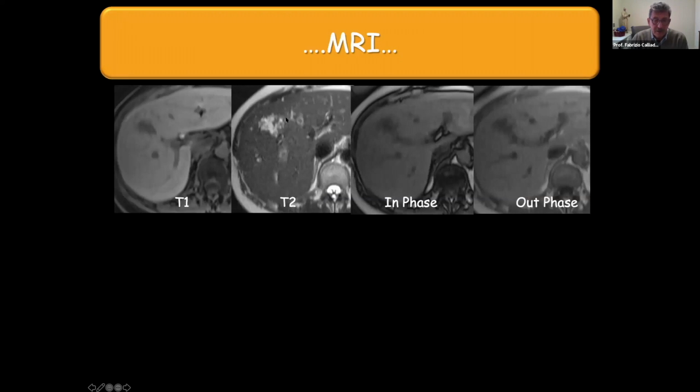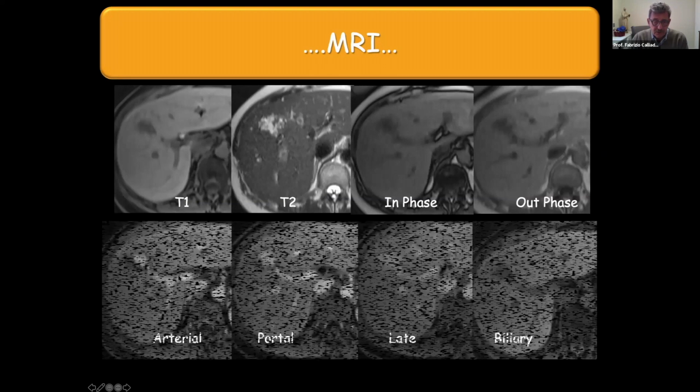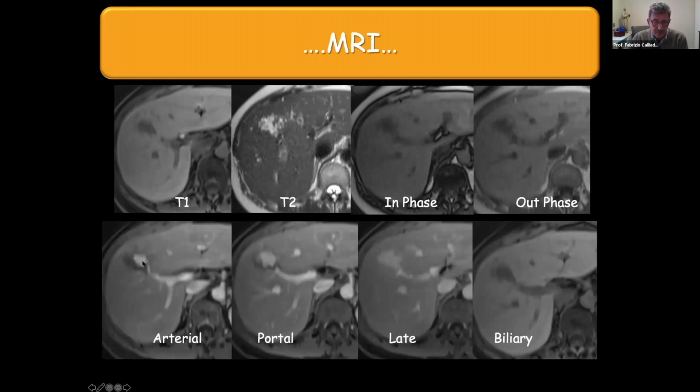T2 is very, very high in intensity. No fat in phase, out of phase. And of course, contrast from the center to the periphery, and full of contrast in late phase. It is very similar to what's happening with the CEUS. Biliary phase shows no biliary vessel inside, and the diagnosis was inside-out hemangioma.